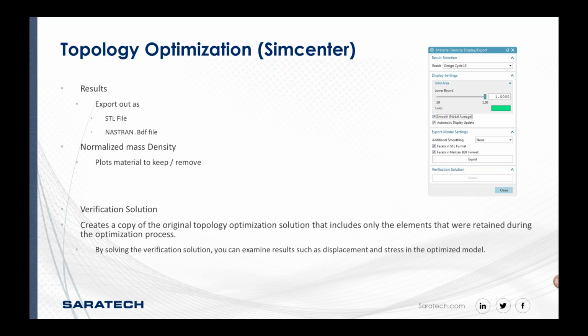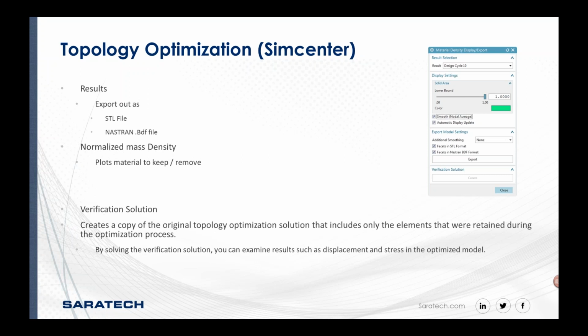So one of the outputs that you get is this normalized mass density. So it tells you in a plot material that you can keep or remove based on your analysis that you solved. There is also a button to create a verification solution. So this takes all the elements that retained or was left based on your solve or your solution, and then it lets you run a simple case to see if your stresses, strains, and your results based on the elements that it wanted to keep. What I recommend doing is export out the BDF, clean up the BDF a little bit, and then rerun it to do your own verification solution, but both are fine.